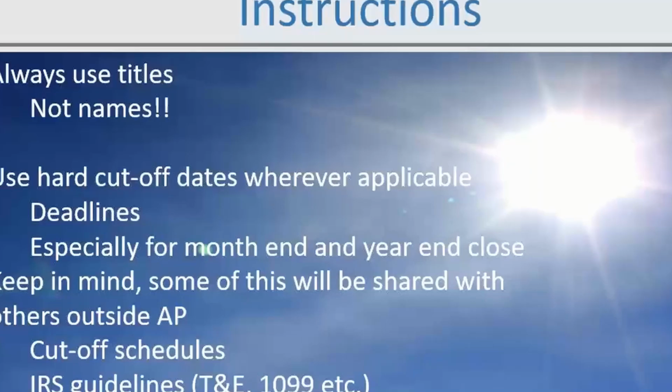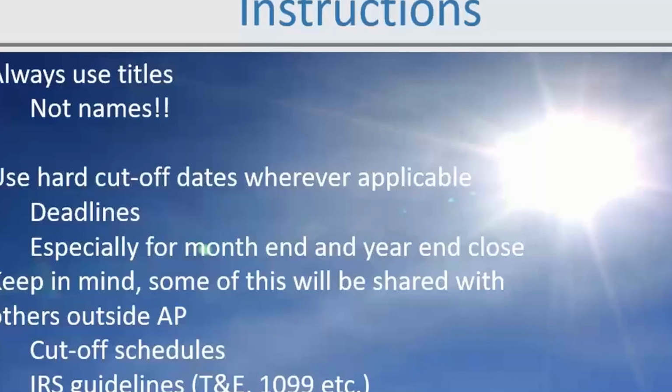So when you're putting your manual together, you want to make sure that you use titles, not names. And why is this? Because people leave. And if it says Mary Jones in there, and then Mary Jones leaves and Jim Smith comes in, Jim knows Mary left, so he's okay with it. But then Jim leaves and Teresa comes in. Well, Mary's long gone, and Teresa never heard of her, and so Teresa doesn't realize she's supposed to be doing whatever it is.